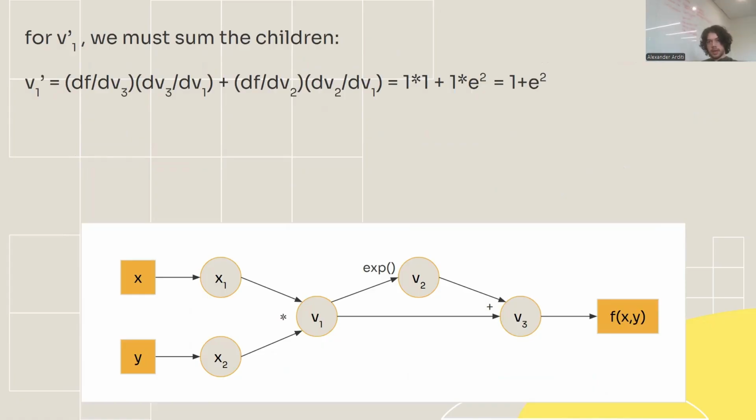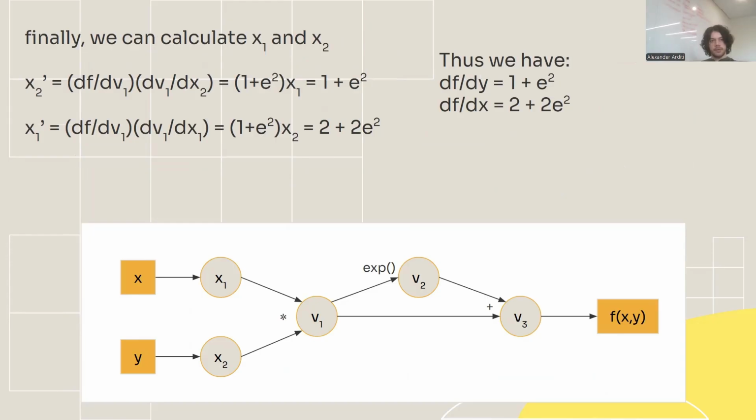So now we're here, and we have our output 1 plus e squared. We're going to keep going. We're going to do the same for x2 and x1. Same process. We get for the derivative of x2, 1 plus e squared, and for x1, 2 plus e squared. And now we have our derivatives. That's basically how auto differentiation works.